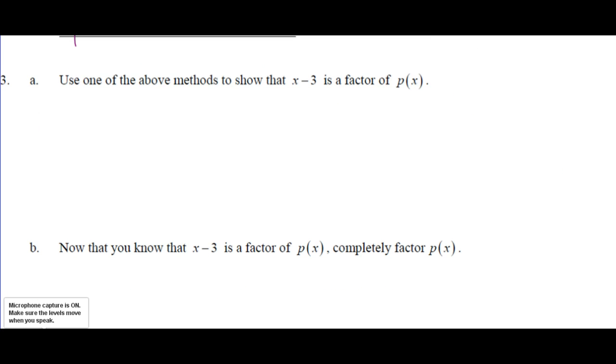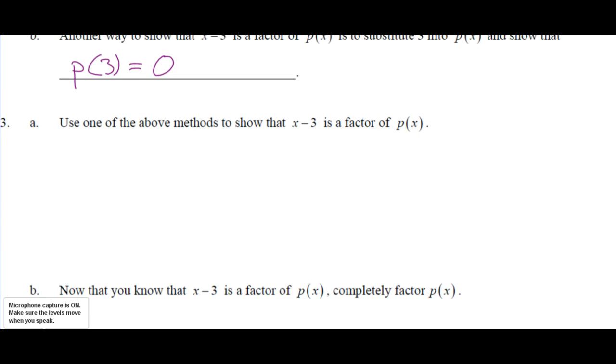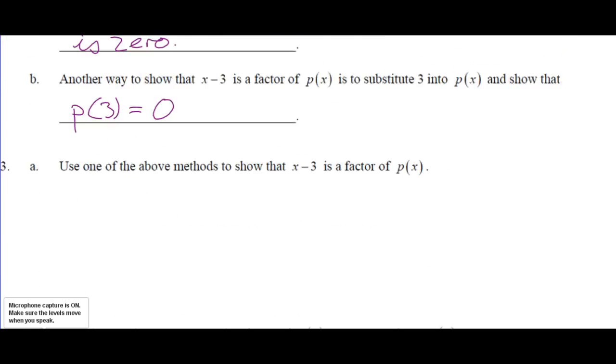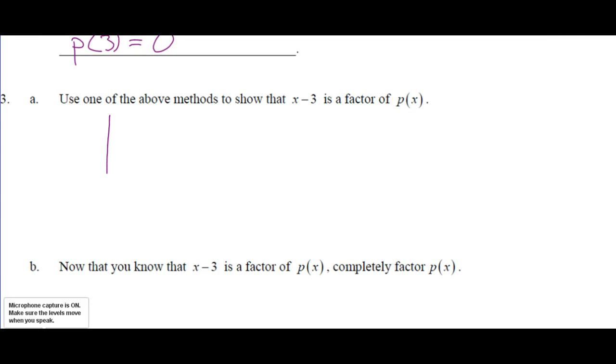Okay, so there's space on here. We'll actually do both methods, right? So what if we're going to divide? What do we got? 1, minus 2, minus 23, 16. And we're dividing by x minus 3. Okay, go ahead, do the division.